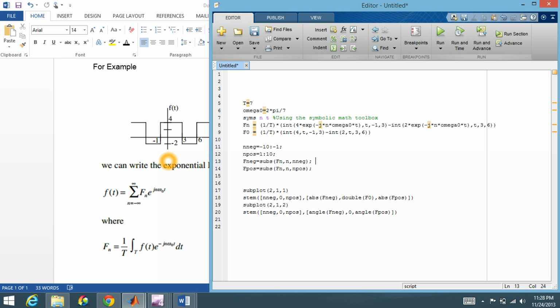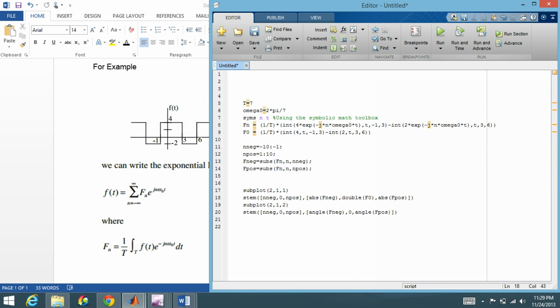And now, since they are complex coefficients, we must plot them separately. We must plot the magnitude and the phase of f of n separately. In Matlab, we can use the abs absolute function to find the magnitude of f of n, and we can find the angle command to find the phase angle.